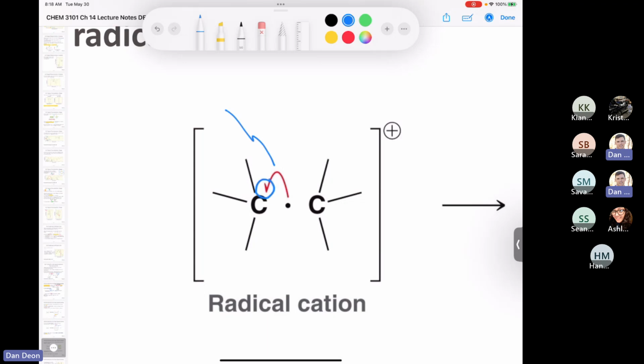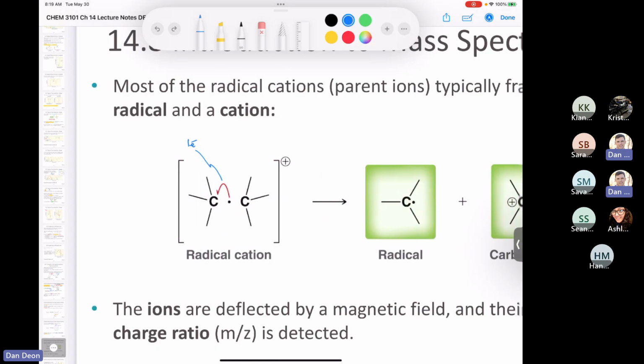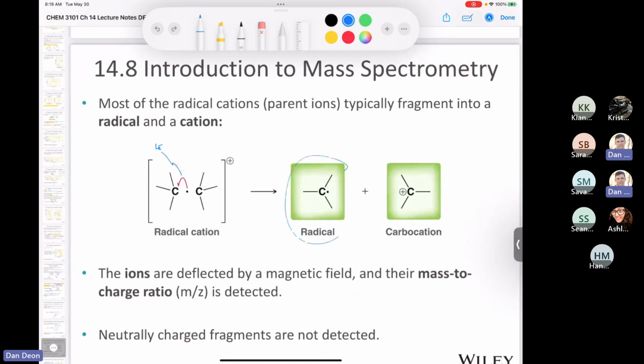But when you have one barb on your arrow, it just represents the flow of one electron. So this electron is going onto the carbon on the left. So we end up with a radical that we see here on the left, and then we end up with a carbocation.